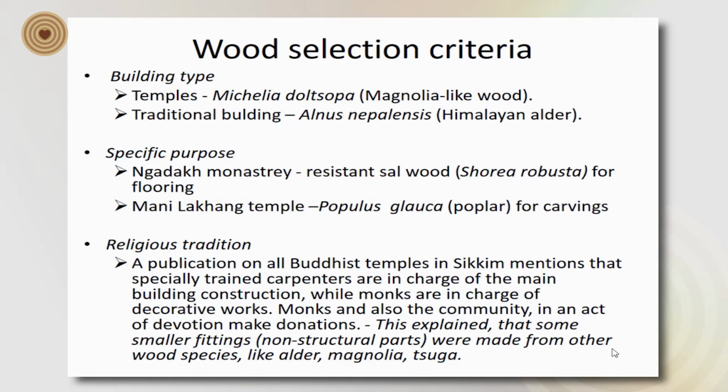And all in all, what I can say, the wood selection criteria then, so the temples are made from Michelia, from this magnolia-like wood. The traditional building is made from alder, this Himalayan alder, Alnus nepalensis. Then their tree species of trees wood is also used for specific purpose. For example, in the Nadak monastery, there was the use of the resistant Sal wood for the flooring, or in the Manilakang temple, there was the use of poplar for carving, so needs a specific softwood for carving.